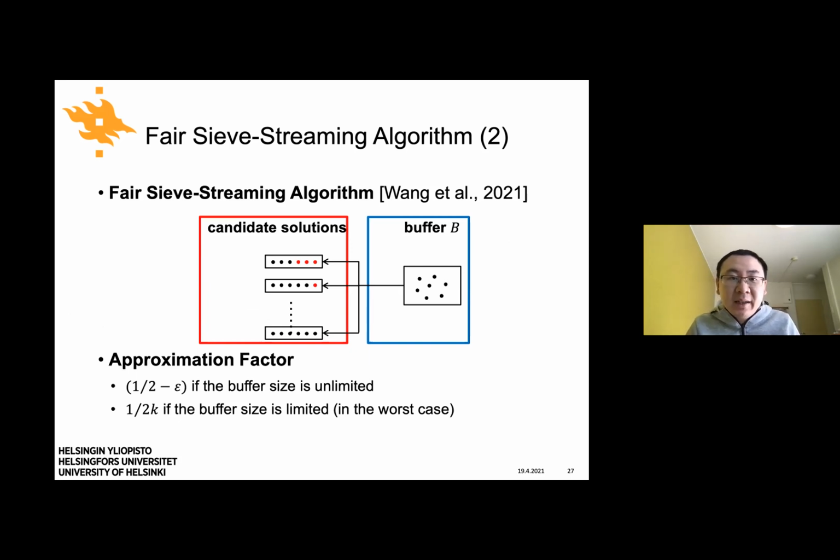After processing all elements in the stream, the fair safe streaming algorithm will reconsider the elements in the buffer for post-processing. It will try to add the elements in the buffer to the unfilled candidate solutions using the greedy algorithm. In this way, the approximation factor of the fair safe streaming algorithm will be 1/2 minus epsilon, the same as the one for matroid constraints, if the buffer size is unlimited. But the approximation ratio will drop to 1/2k if the buffer size is limited and in the worst case.